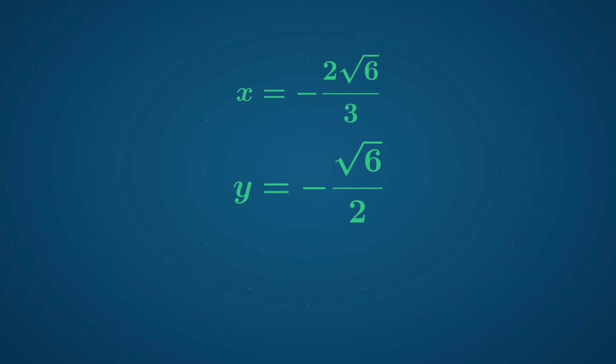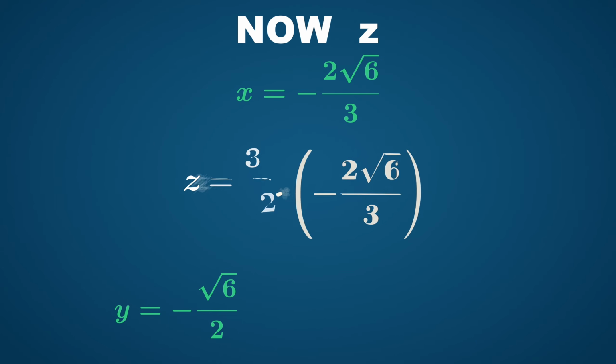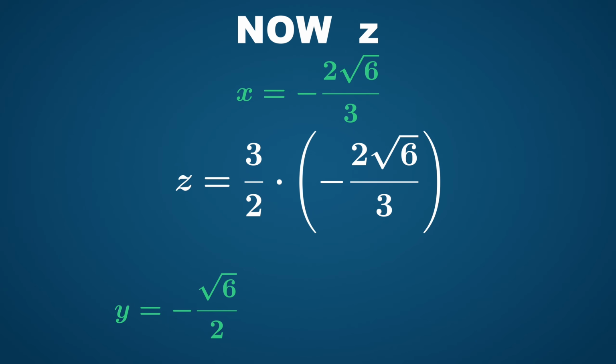This results in our value for y being exactly negative root 6 over 2. Now we need to find the corresponding value for the variable z. We use the established equation where z equals 3/2 multiplied by x. We substitute the negative value for x into this algebraic expression. We multiply 3/2 by negative 2 root 6 divided by 3.